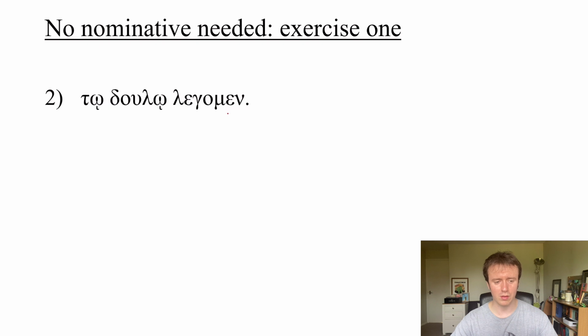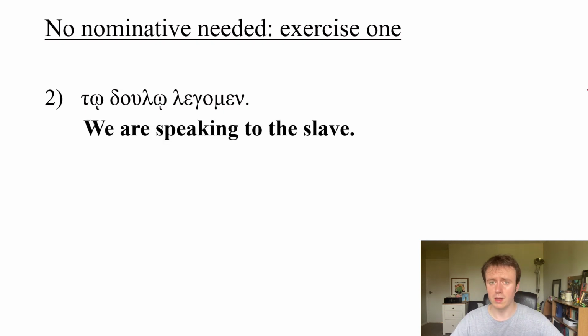Okay? Let's do number 2. Number 2 was toi douloi legomen. This should have been translated as we are speaking to the slave, or we speak to the slave. We need to translate it in this way because legomen is from the verb lego, which is the verb to speak, but here it ends in omen, which means that we are doing the action. We didn't have any nominative noun or pronoun, so we couldn't specify further than that who is doing the action.